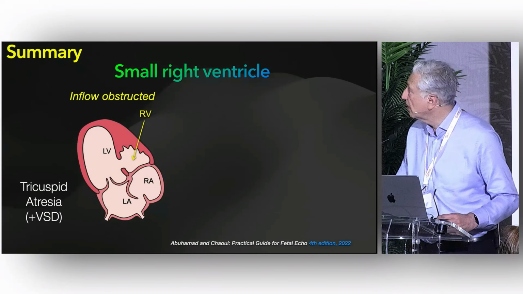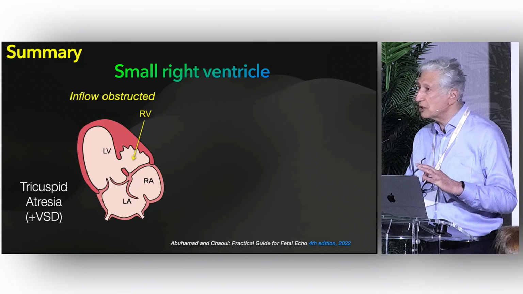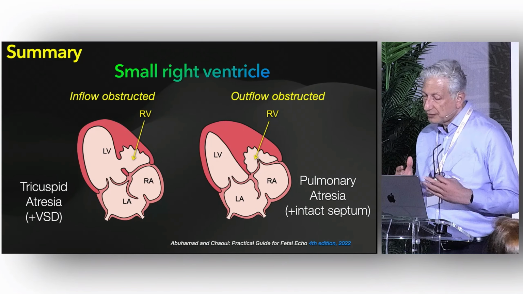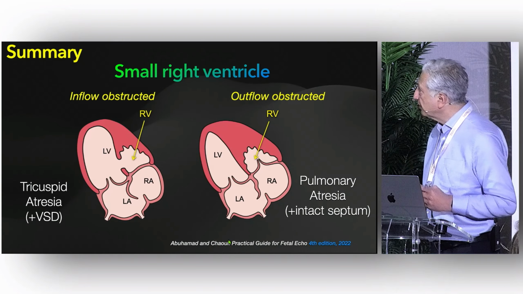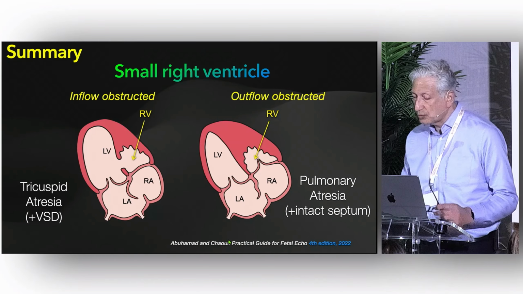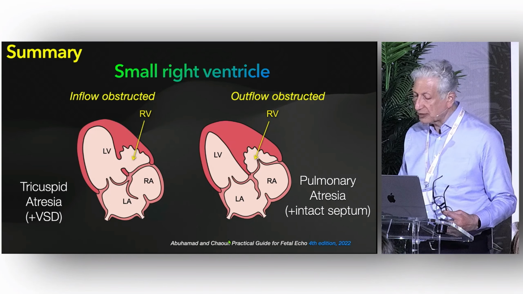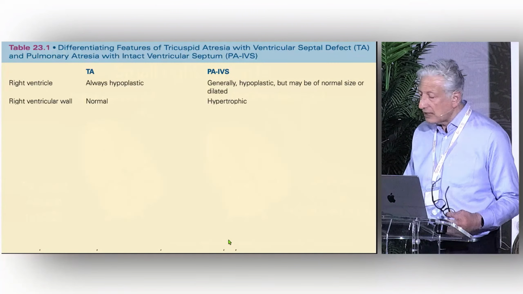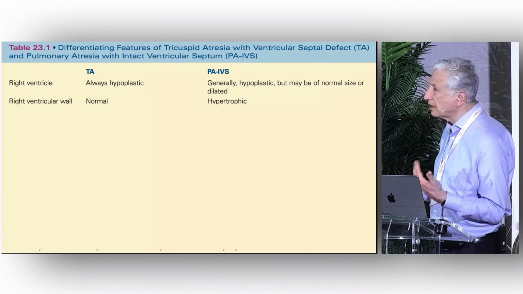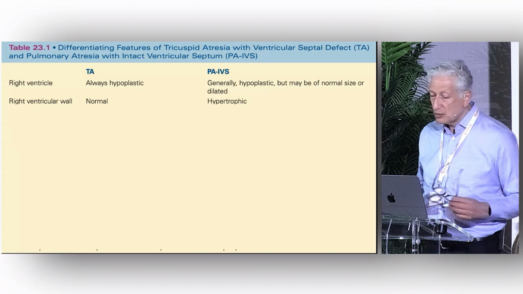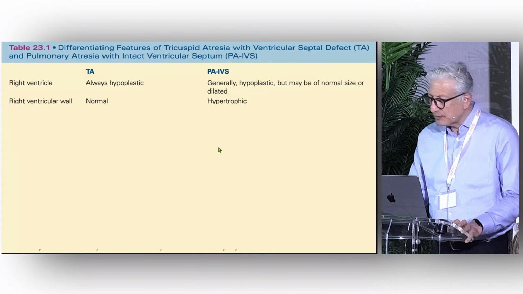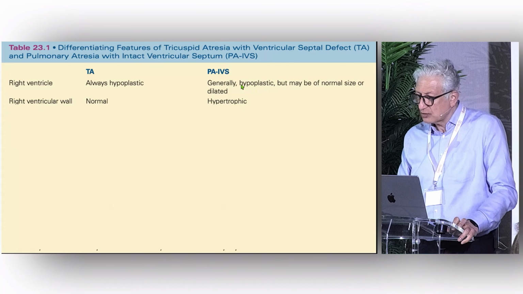Let me sum up. In summary, I showed you today two conditions with a small right ventricle, one with an inflow obstruction with a different spectrum, type 1 and type 2, and the other one with the outflow obstruction, pulmonary atresia with intact septum, showing you the range of possible outcomes and association with other anomalies. And in our book, we put a table because you are first confronted with the small right ventricle, how to distinguish between both. You will see, I need to put my glasses on, the right ventricle is always atretic, but you may have some where it has a normal size or is dilated.